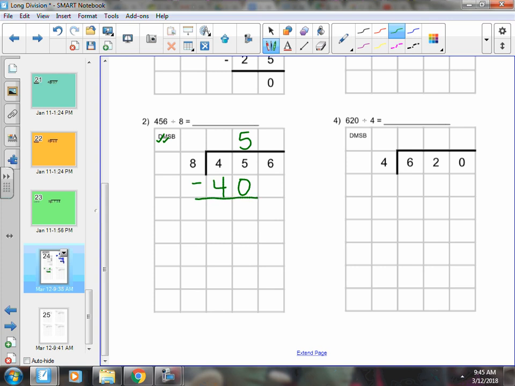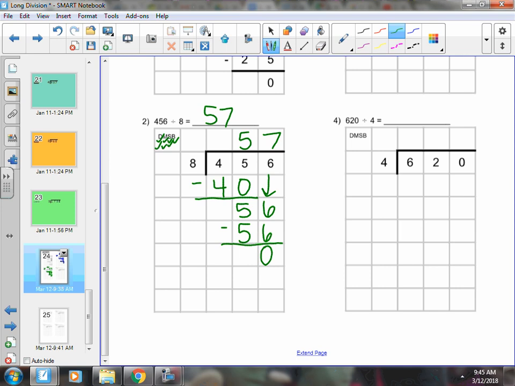Subtract. Bring down. So now we're looking at 56. So we have 56 left, and we can still make groups of 8 from there. How many groups of 8 fit into 56? Exactly 7. That's our divide step. Multiply. 7 times 8 is exactly 56. Subtract. There's nothing to bring down. That's when you know you're done. So the answer is 57. So that one worked out perfectly.